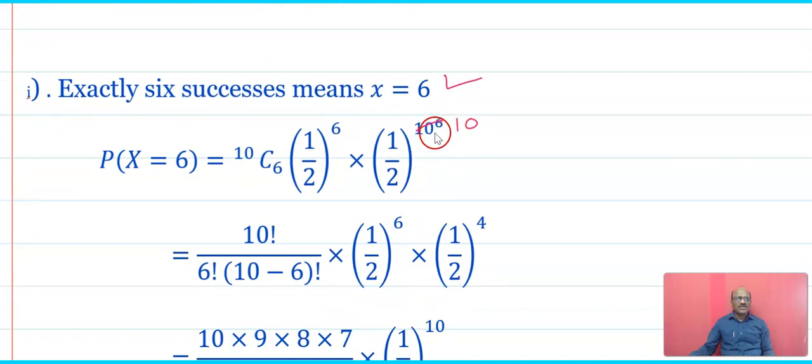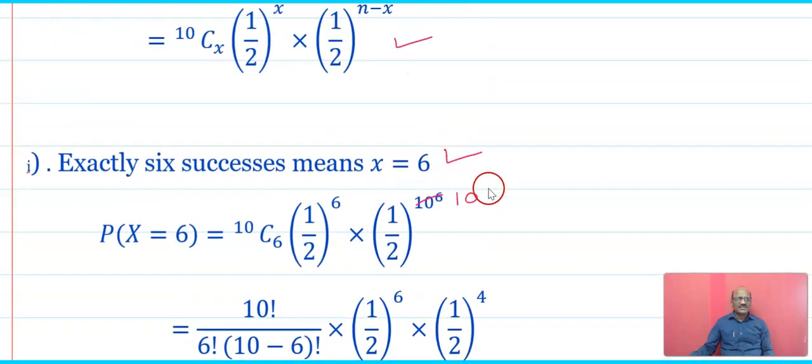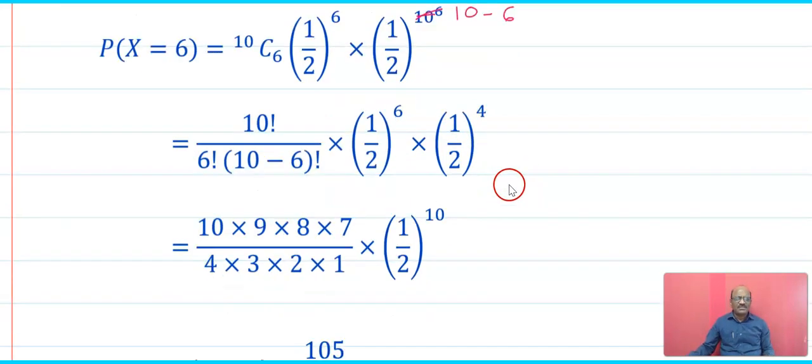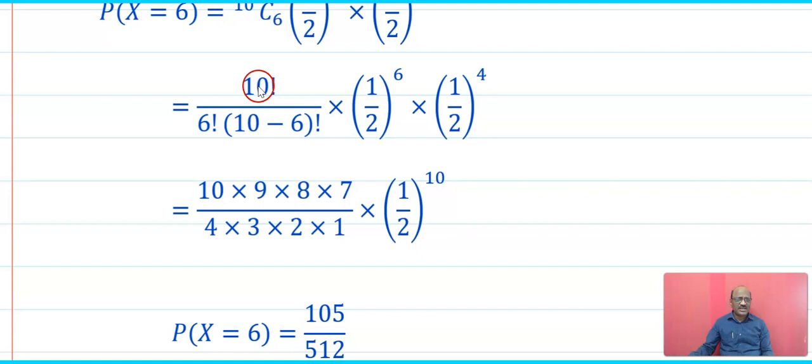Or, sorry, 10 minus 6. 10 minus 6. Therefore, 10C6 can be written as 10 factorial upon 6 factorial into (10 minus 6) factorial, and (1 upon 2) raised to 6. Again here you will get the 4, or overall you may have (1 upon 2) raised to 10, the regular method. Therefore here you will get 10 factorial can be extended up to the 6 factorial.